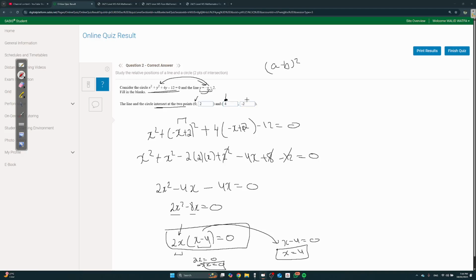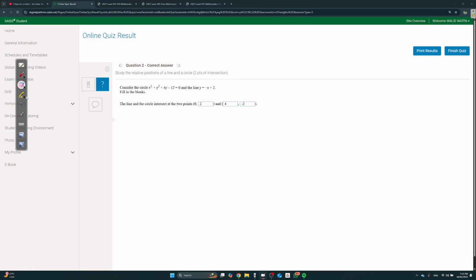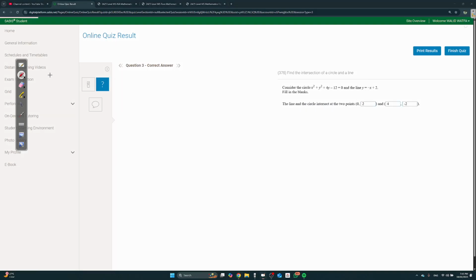Now to find the y coordinates, how do we find y? So easy. We know that y is just equal to minus x plus 2. So when x is 0, that means minus 0 plus 2, so it's just 2, right? And then when x is equal to 4, it's going to be minus 4 plus 2, which is negative 2. Yeah, minus 4 plus 2 is negative 2. Okay, very easy.